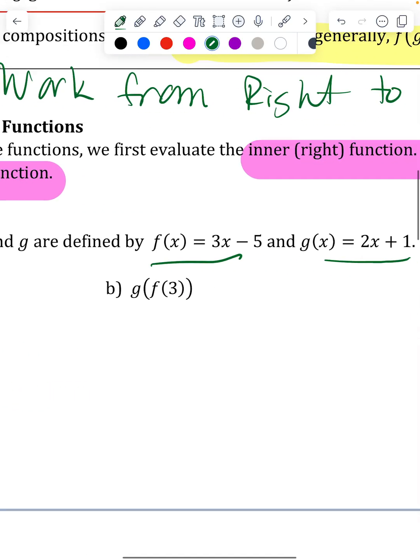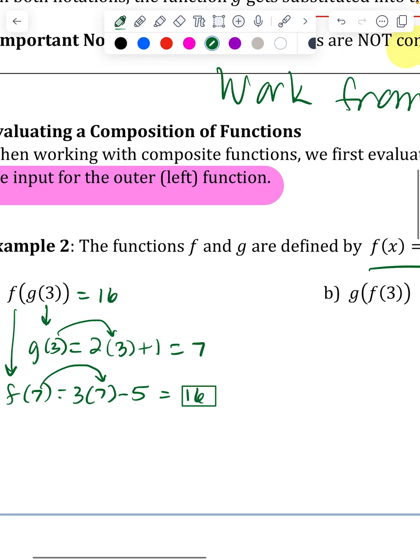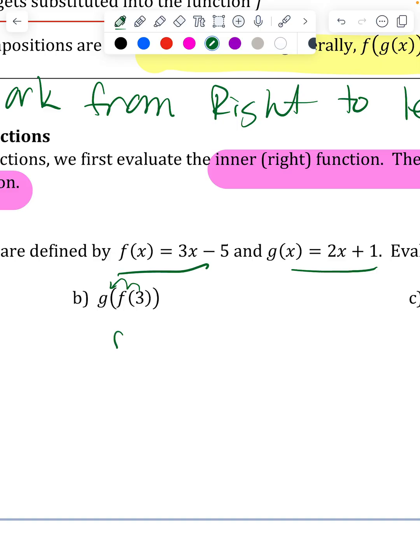This is asking us the exact same thing, but backwards. We're both plugging in 3, but there we plugged it into g and then f. Here we're going to plug it into f and then g. And we are not going to get the same answer. So if I plug 3 into function f, where there used to be an x, I'm going to put that 3. That'll kick out a 4. That 4 is going to become the input for the next layer.